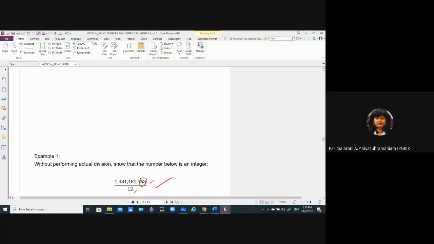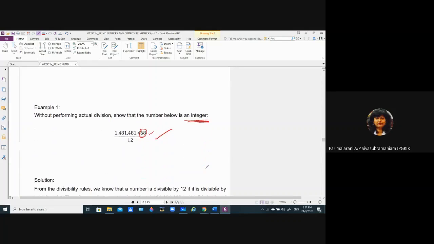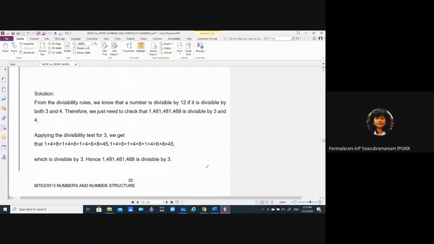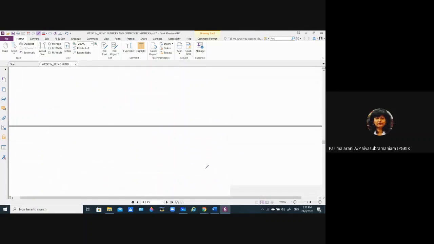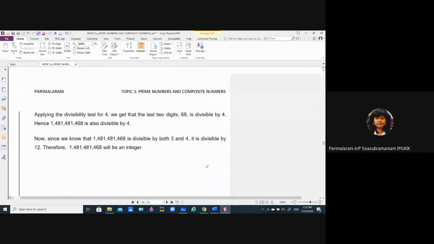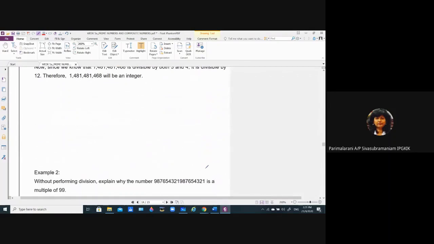If it can be divided by 12, that means there's no remainder. So this number is an integer, because we know integers are whole numbers. So we see we have used the rule of divisibility to answer this question. That's the explanation now.